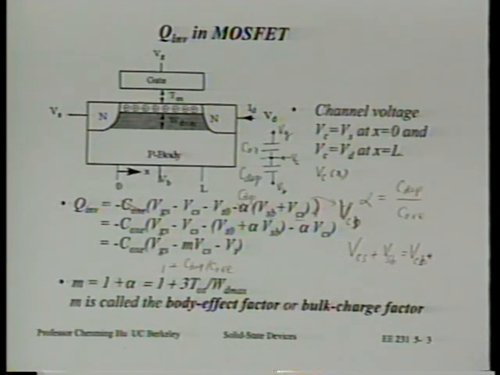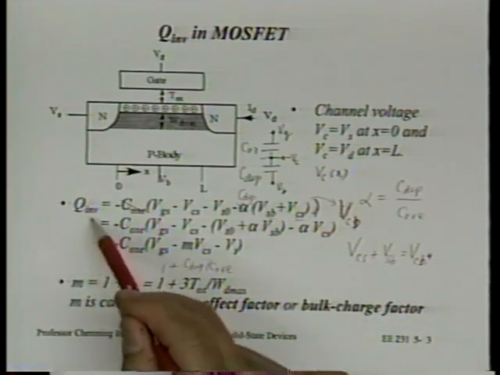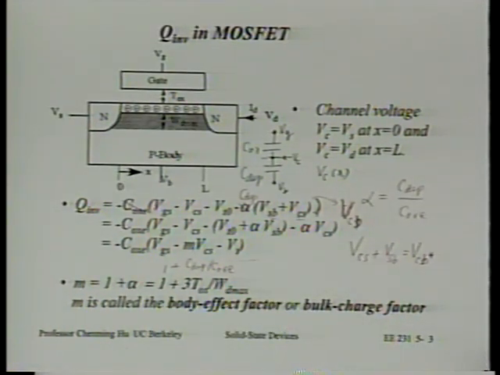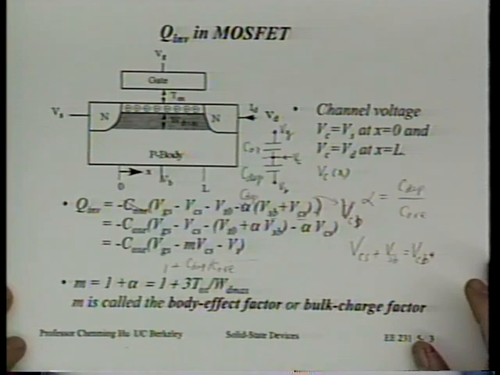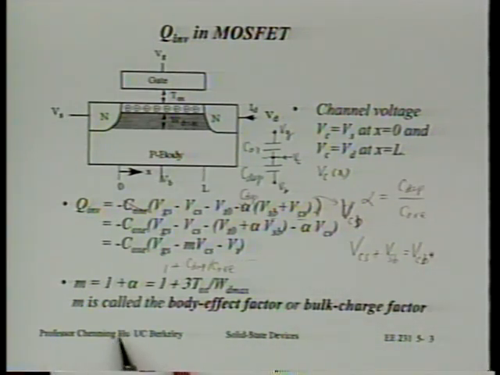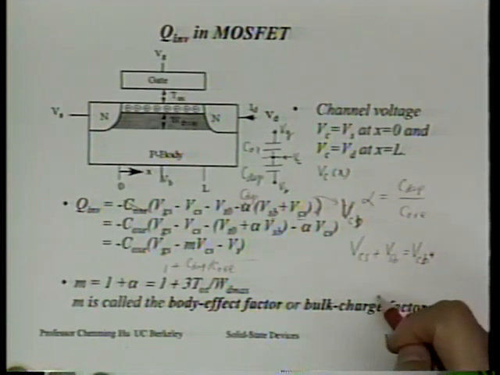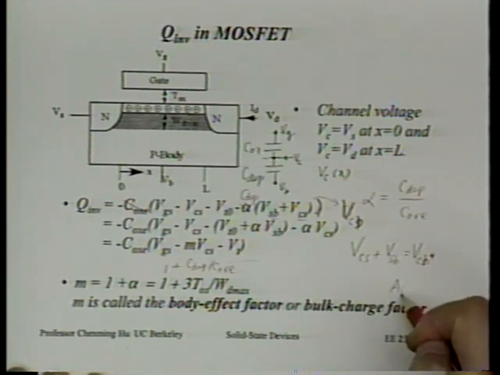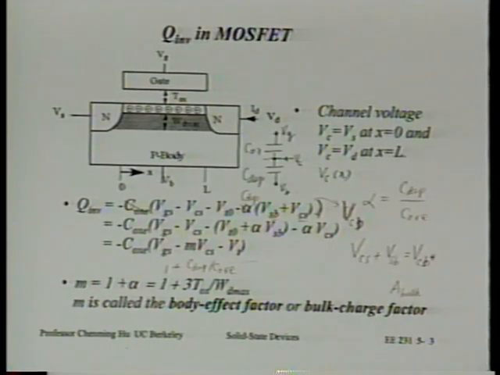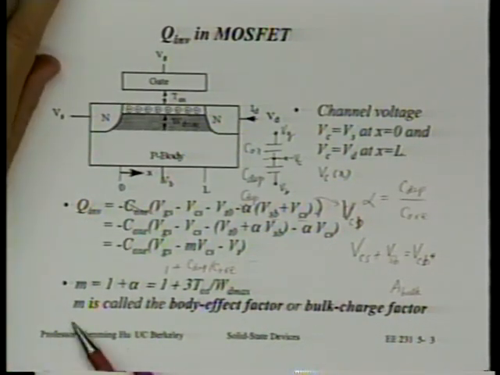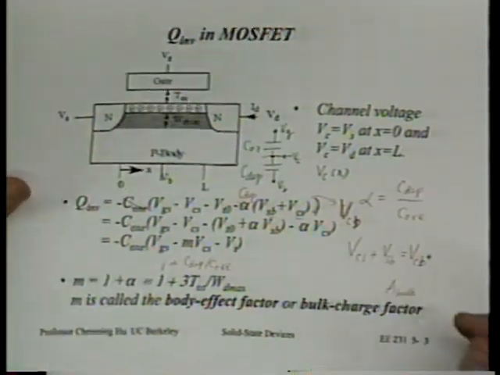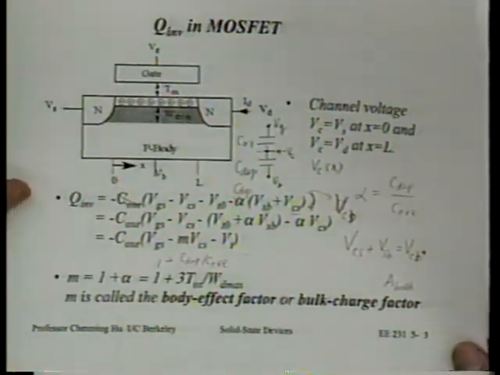Okay, so any question with this Q inversion? Cox times Vg minus mVc minus Vt. This m is called the body effect factor or the bulk charge factor. In SPICE models, this is sometimes called A bulk. If you happen to remember that term in your SPICE simulation model, then you know we're talking about the same thing here. It's called M, the bulk factor, or bulk charge factor, or body effect factor.